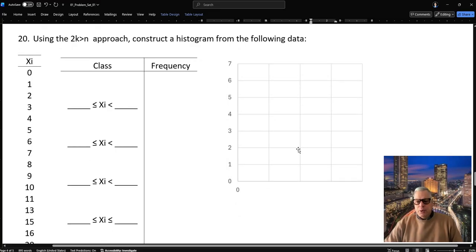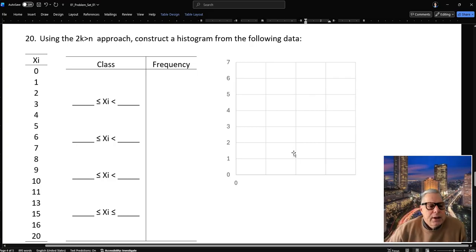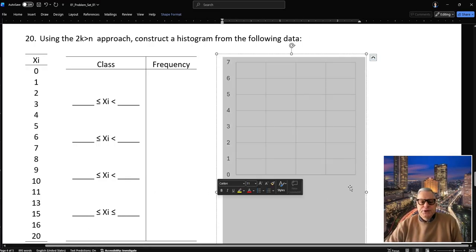Okay, so in the next one we have to create a histogram, and let's see how that works. So, how many observations do we have? That's the first thing we need to find. We have 1, 2, 3, 4, 5, 6, 7, 8, 9, 10, 11, 12, 13, 14, 15, 16. So we have 16 observations.